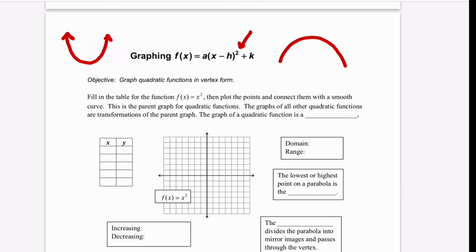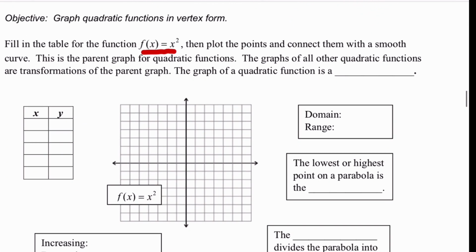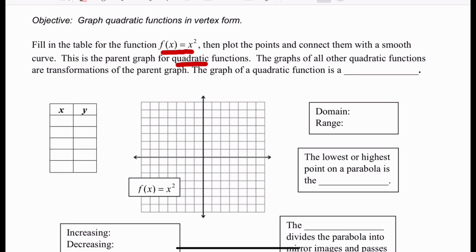Okay, so what we're going to do is we are going to start with something called the parent function. It is f of x equals x squared. So this is what causes a graph to be a parabola. Sometimes these are called quadratics. The graph of a quadratic is called a parabola.